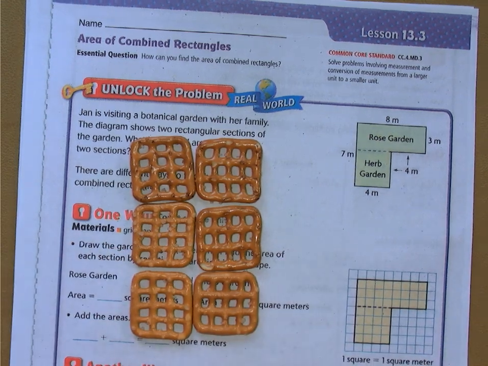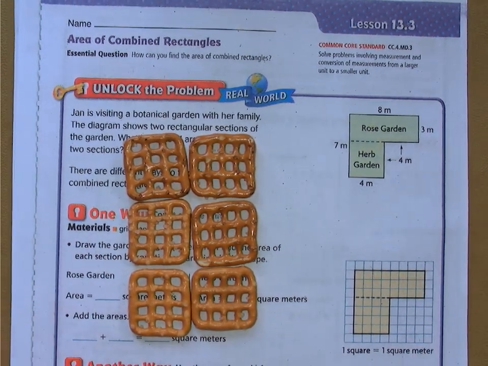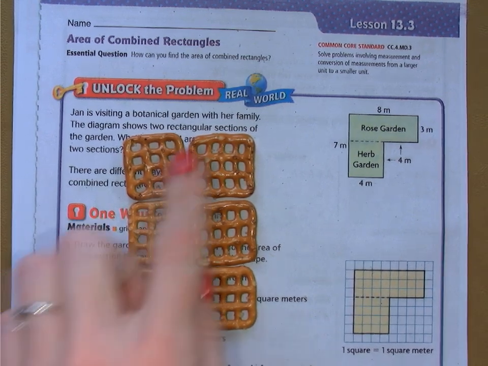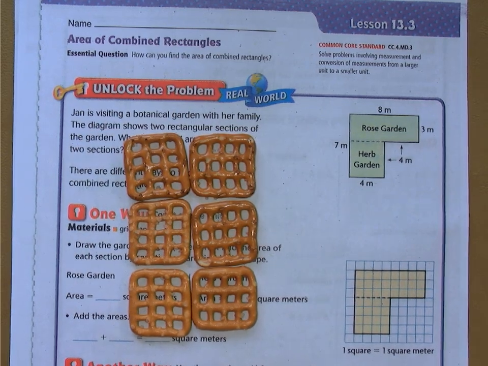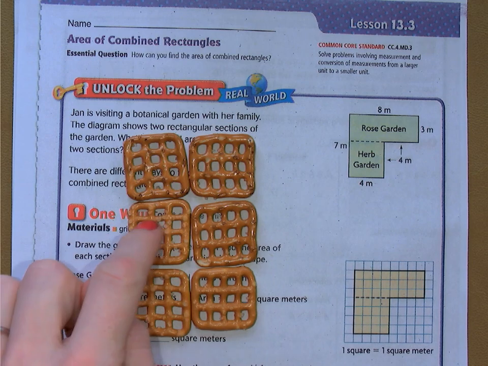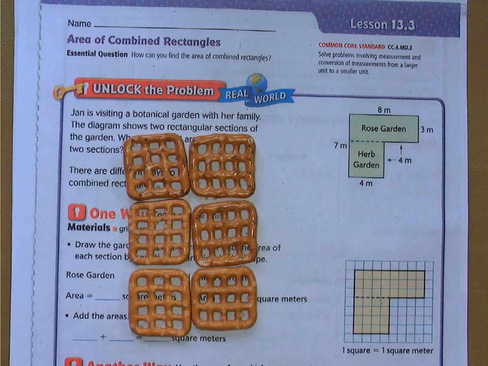So if I asked you what the area of this rectangle right here is, I'm asking you how many units, how many squares, how many pretzels does it take to cover my, let's call it my yard, okay? How many units does it take? It takes 6 square units. 1, 2, 3, 4, 5, 6. Okay? So that part of my yard takes 6 square units.